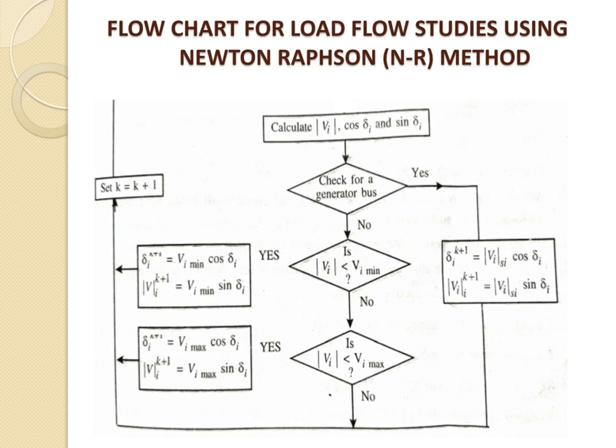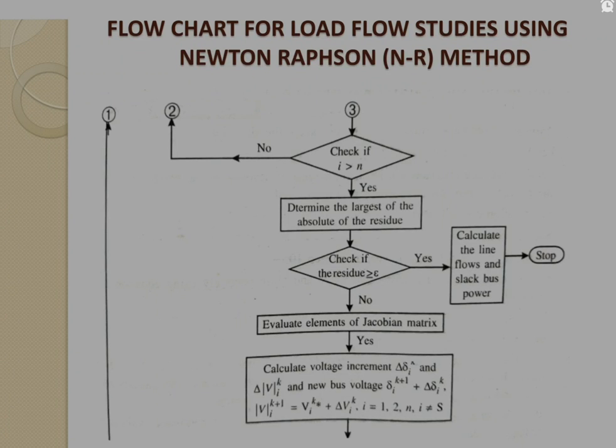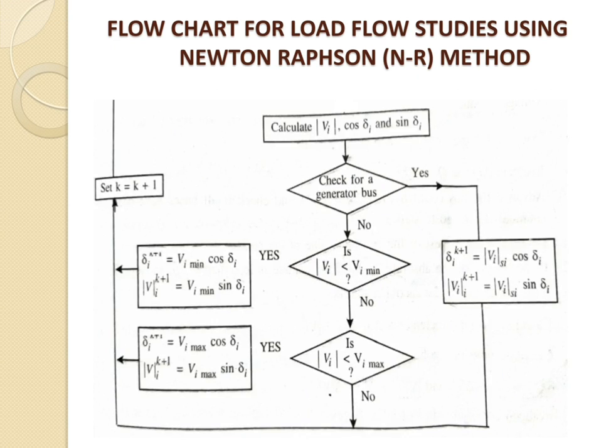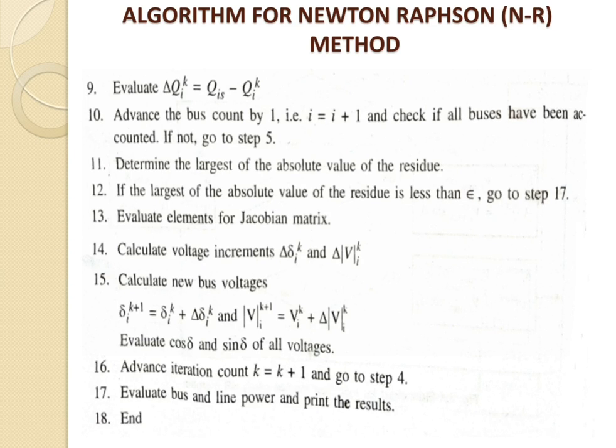So the next step is to evaluate the bus and line power and print the result, and in this way it finishes the process. Again it can come back to the parameters from step number 4, mentioned over here, and in this way it finishes the process. So this is regarding the flow chart and algorithm for the Newton-Raphson method. We have discussed the flow chart and the algorithm for the Newton-Raphson method.